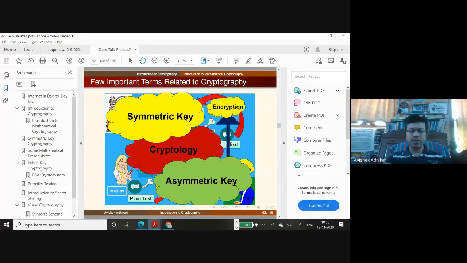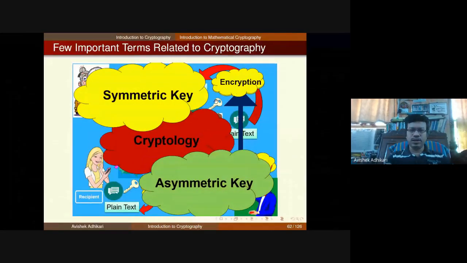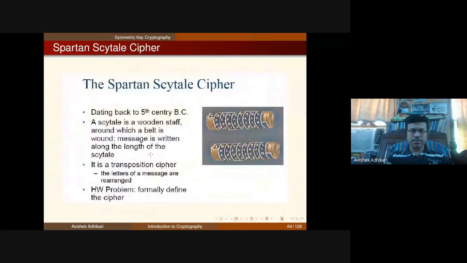That means both the senders as well as the receivers share the common key. So that was the key. Both the senders and the receivers share the common key. So for example, the Scytale Cipher. It was used by Spartans around the 5th century. Is that cipher clear to all of you? I explained it in my last class.